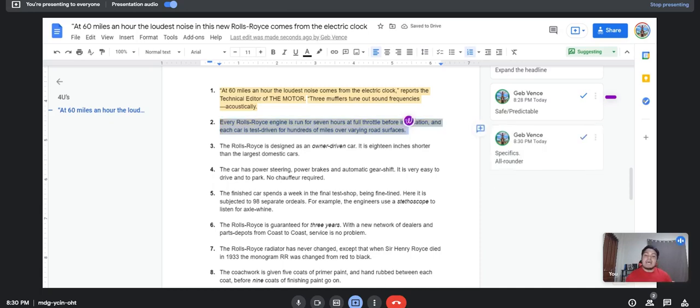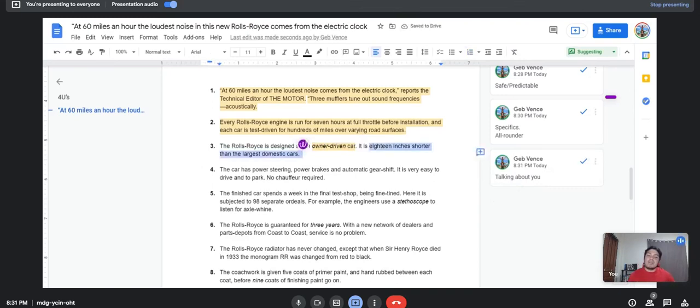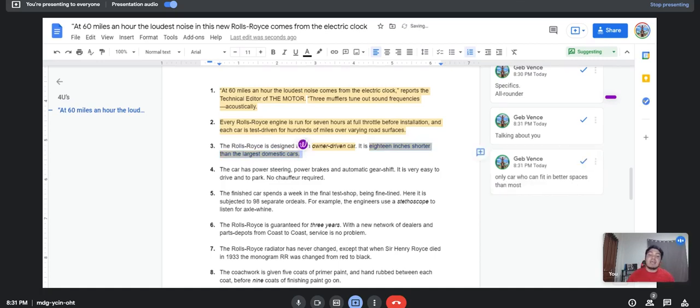Number 3. The Rolls-Royce is designed as an owner-driven car. It is 8 inches shorter than the largest domestic cars. So, an owner-driven car. So, it's talking about you. So, this term, owner-driven car, that pwede naman kahit sino, it's just telling it is designed for you. Diba? You'll notice that yun lang naman ang ibig sabihin niya. It's designed for you, but he made it more better in the copy. So, designed as an owner-driven car. Okay? And it says, it is 8 inches shorter than the largest domestic cars. That means it's the only car who can fit in better spaces than most. Yan. Diba? Meron naman siyang specificity that this is the unique side of the car. Mas smaller siya, that means it could fit in better spaces than most.